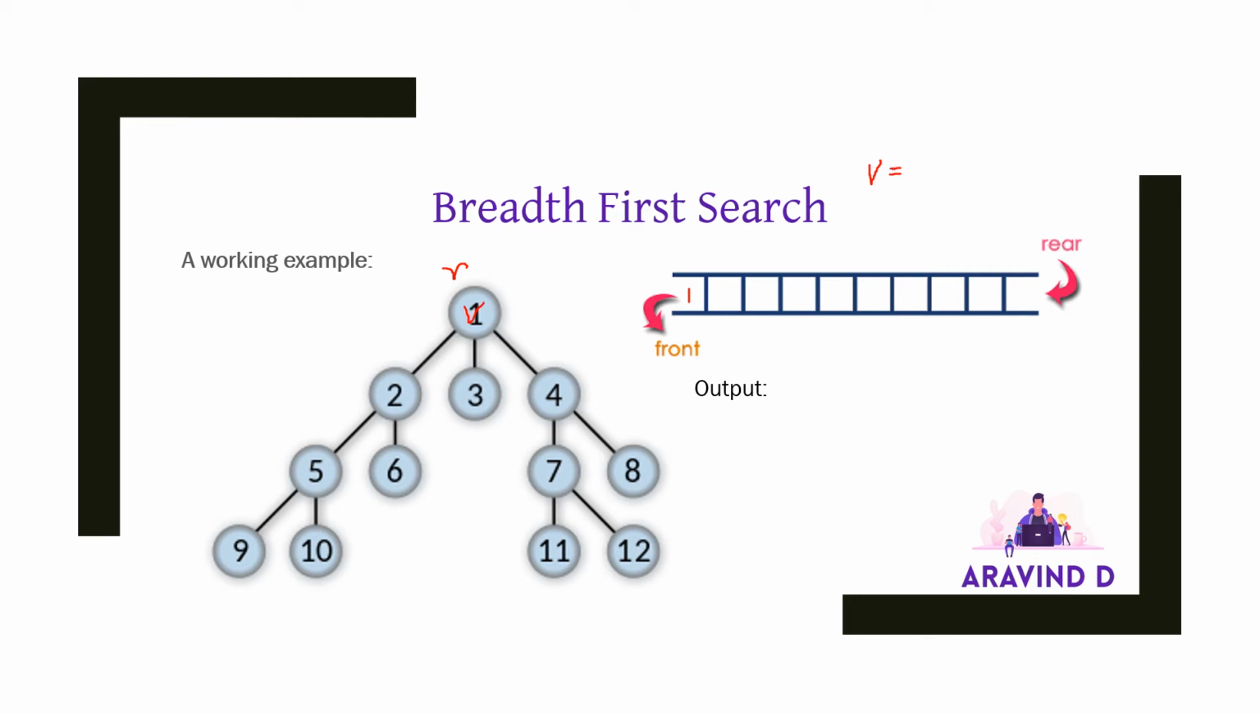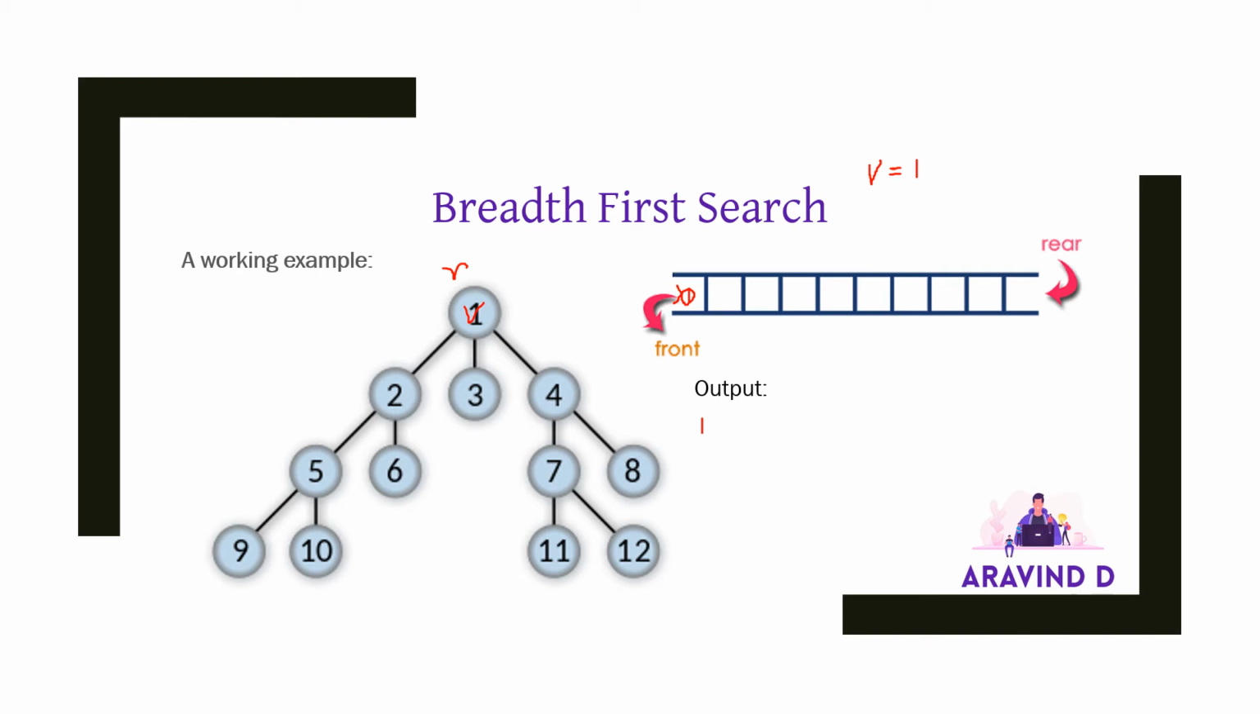So now we are going to check if our queue is empty. Is our queue empty? No. So what we are going to do is dequeue and store it in the variable v. Okay. And now we are going to print the value in variable v. And now we are going to enqueue all the adjacent nodes of v that are not yet visited.